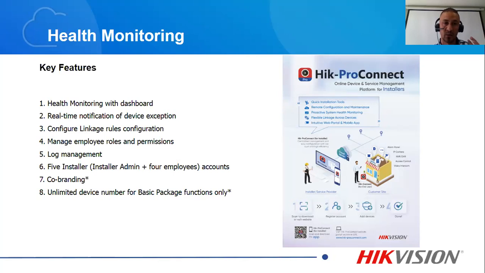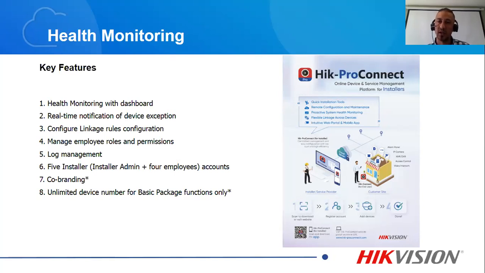Okay. Also, we have an installer plus 4 employees, which is able to be added onto our health monitoring. We also have our new feature, which is our co-branding. What is our co-branding? Our co-branding is on the HikProConnect software itself. The installer is able to put his physical logo of his company on there. On the physical logo, it will then go through to the end user, and the end user is able to see who is the installer, all his company details on there, for example, his telephone number, his contact details.